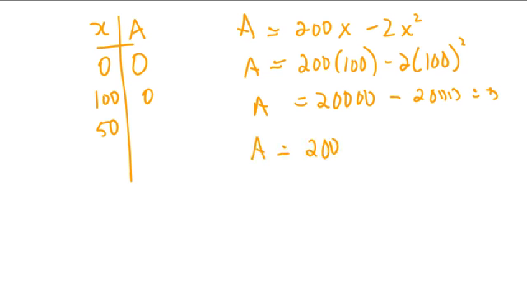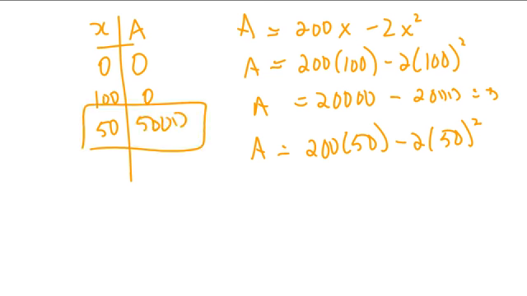And when x is 50, plug in my 50, and that gives me 5,000. So the maximum area is 5,000 square meters, and it happens when x is 50.